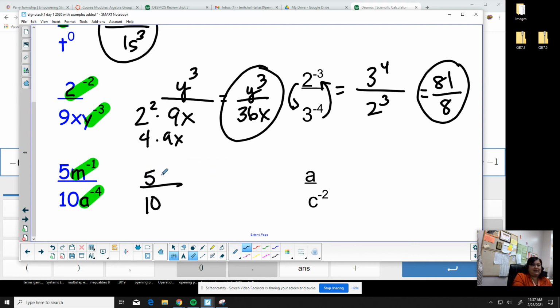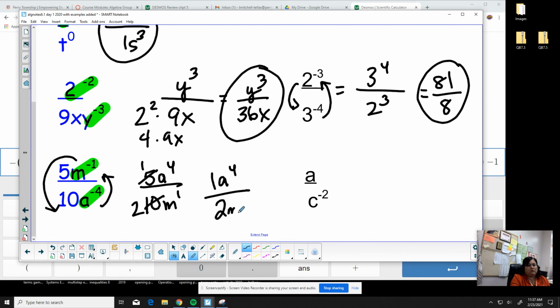So 5 and 10, a to the fourth goes to the top, and m to the negative 1 goes to the bottom. Now, 5 over 10 can be simplified. 5 over 10, a 5 goes into 5 once, and a 5 goes into 10 twice. So my final answer is 1a to the fourth over 2a to m. And I really don't need the first power. I can put it, but I don't need it. I also don't really need this 1. I can put it, but I don't need it. This is my answer.